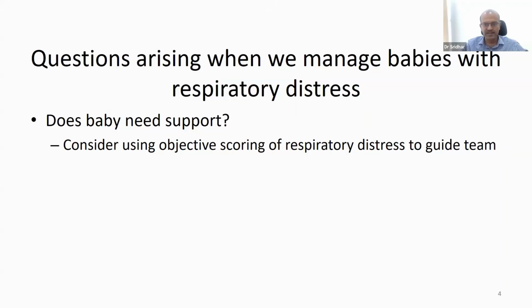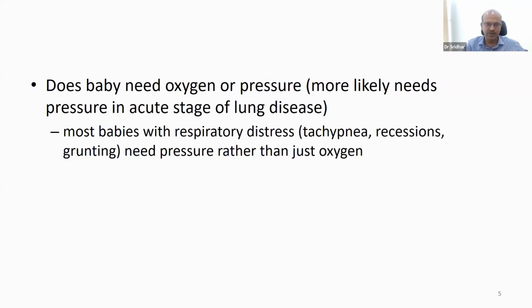So you look at the respiratory distress score, and accordingly we can decide, is this baby needing support, and what support will we need, what level of support. When you decide that the baby does need support, suppose the Downes score is more than 3 or so, you need support. So what support do we need? Do we need oxygen or do we need pressure?